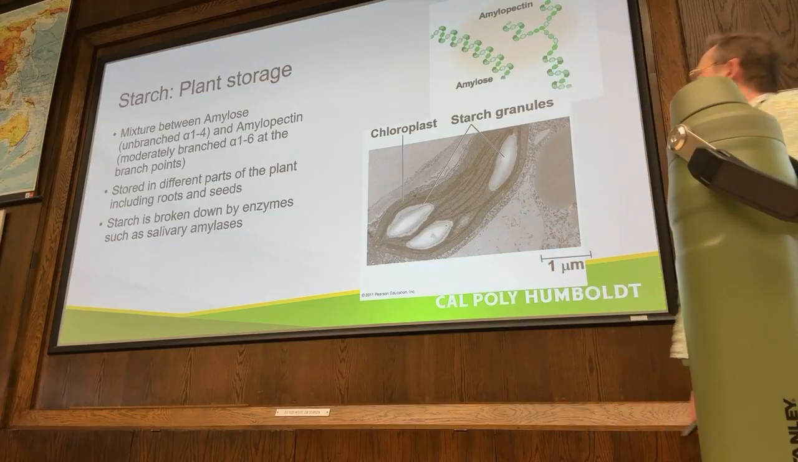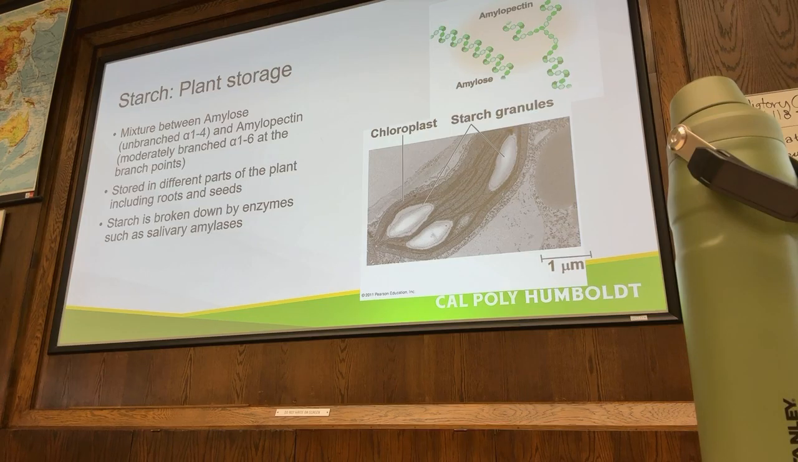Starch. Here's some starch granules inside of a plant cell. Check it out, right? It's a big polymer. It's a big old polymer of different sugars, okay? So you break it down, you get the glucose out of it, boom, amylose, amylopectin.